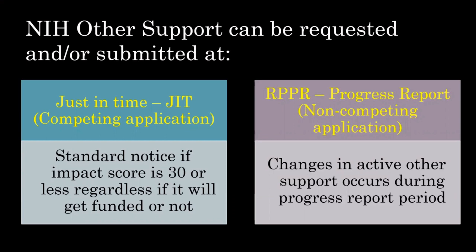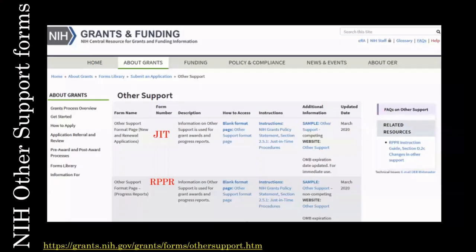And always review your previous year's other support to compare the two. So if you did it just in time and now you're working on your year one progress report, you would review the other support submitted at just-in-time. If you're in years 2, 3, 4, or 5, and you're doing your progress report, always review the prior year RPPR other support to determine if a change was made since the last time.